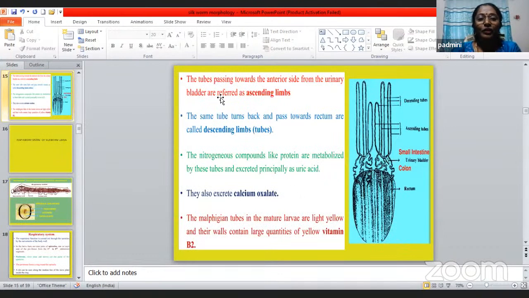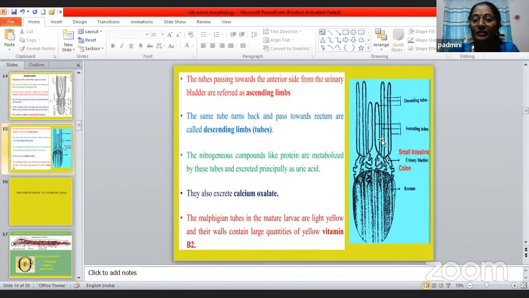So what is happening over here? The tubes passing towards the anterior region, what we are seeing over here is the same as that over here. As the tubes are moving on top, the movement on top is the ascending tube, and the one that comes back down is a descending tube. Those that move up are the ascending limbs, and those that come down are the descending limbs.